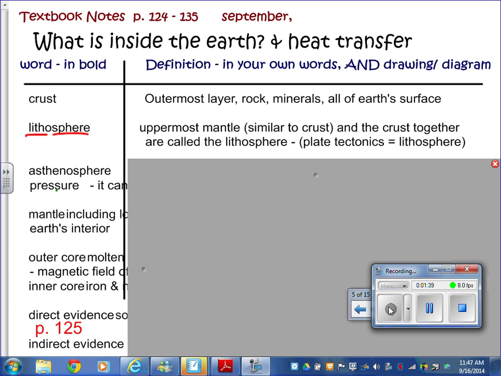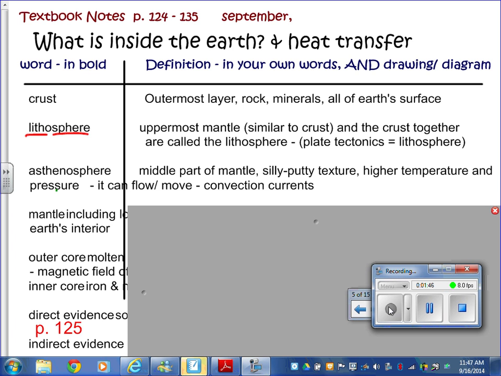So plate tectonics are plates of the lithosphere. Then the mantle is actually divided, so it's crust, mantle, core. The mantle is divided into three layers: the uppermost mantle, which is here, and then the asthenosphere. The asthenosphere is the middle part of the mantle, and it's very strange because even though it's kind of solid, it has this kind of silly putty-like texture.